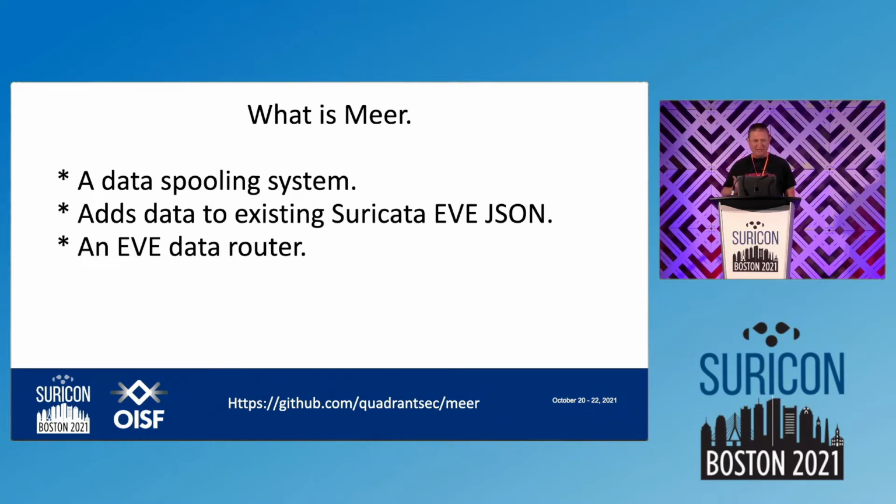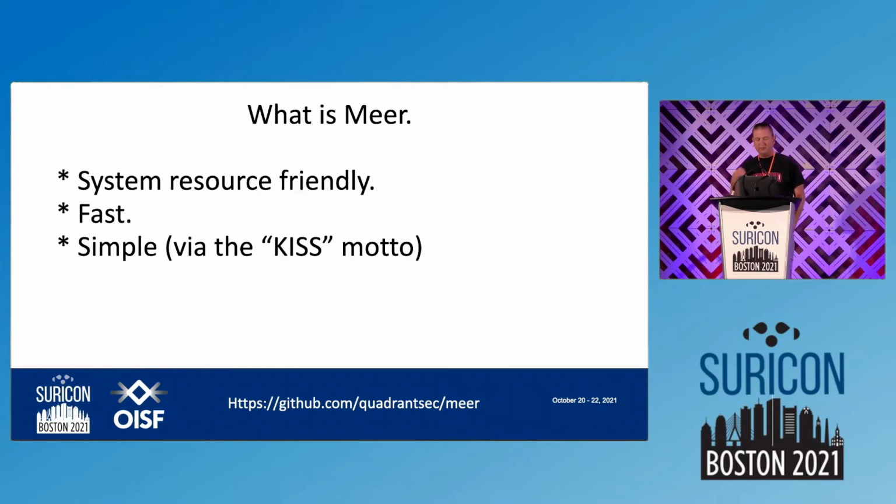And it is also a data router, so it allows you to route different types of Eve data to different places. You may want alerts to go in one place, but flow logs to go somewhere else, things like that. When we started working on it, we had a very simple design. Keep it simple, stupid is our motto. We don't want overly complex configuration files. We also wanted it to be very light on CPU and memory as we could, because a lot of times we're running Meer on the same box that we're running Suricata on, and we want to reserve as much memory and CPU as we can for Suricata.